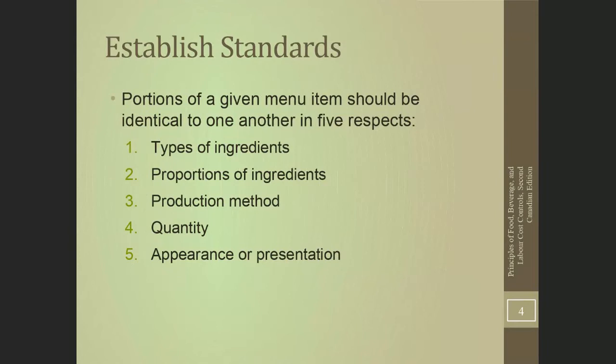All right. So before we even get to calculating the portion cost, we have to establish some standards for our products and our menu items, right? Every time we make a specific menu item, it should be identical in five different ways, right? Every time we make a specific dish, the types of ingredients that go into the dish should be the same, right? The proportion of those ingredients should also be the same, okay? We should be preparing specific dishes using the same method every single time. It should produce a specific quantity of a product, and when we plate it and send it out to a guest, it should always look the same, right?